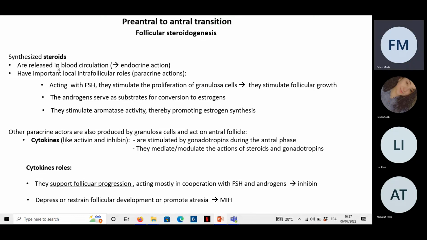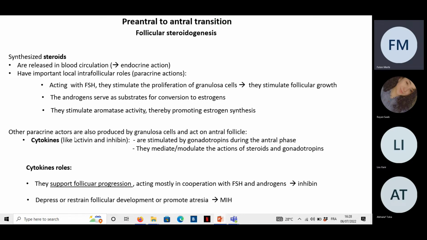And those steroids will stimulate the aromatase activity, thereby promoting the estrogen synthesis. So the steroids produced by the ovaries will stimulate the aromatase activity to help in this conversion of the androgen into estrogen, thereby promoting the estrogen synthesis.